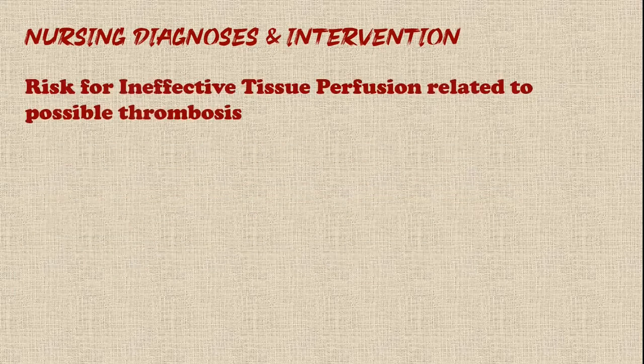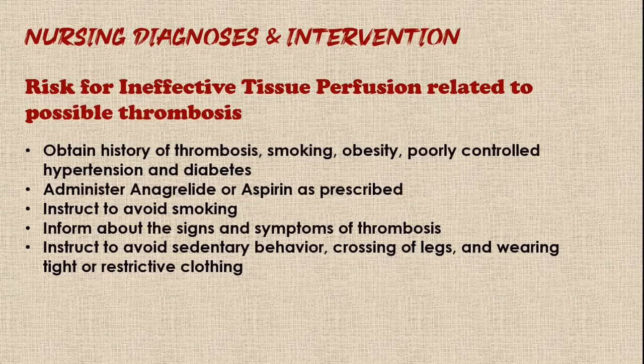Risk for ineffective tissue perfusion related to possible thrombosis. With this, the nurse is expected to obtain history of thrombosis, smoking, obesity, poorly controlled hypertension and diabetes, administer anagrelide or aspirin as prescribed, instruct to avoid smoking, inform about the signs and symptoms of thrombosis, and instruct to avoid sedentary behavior, crossing of legs, and wearing tight or restrictive clothing.